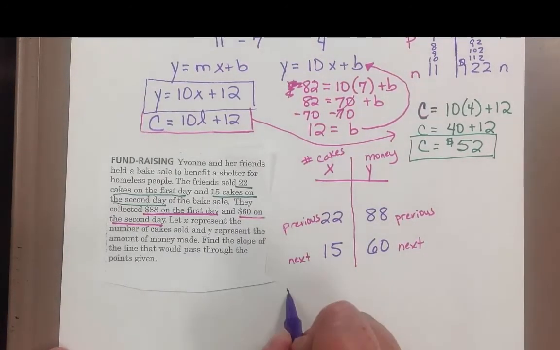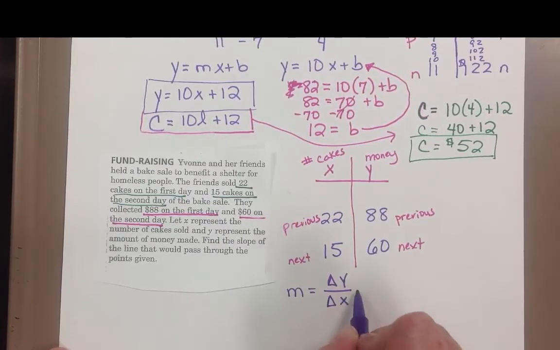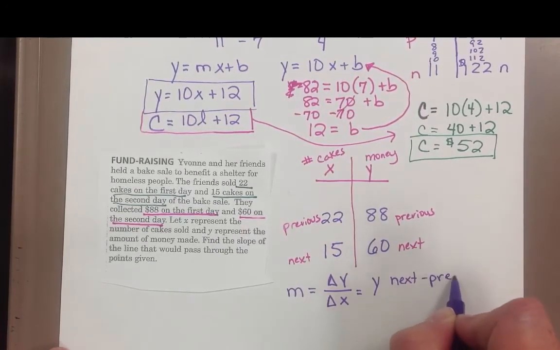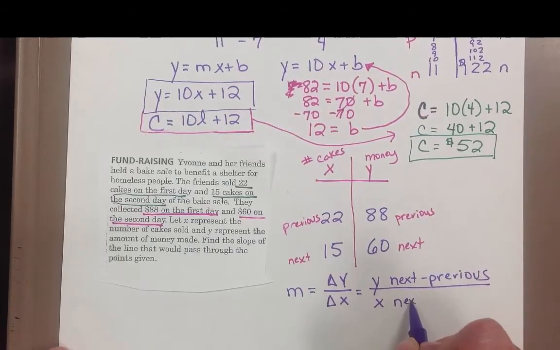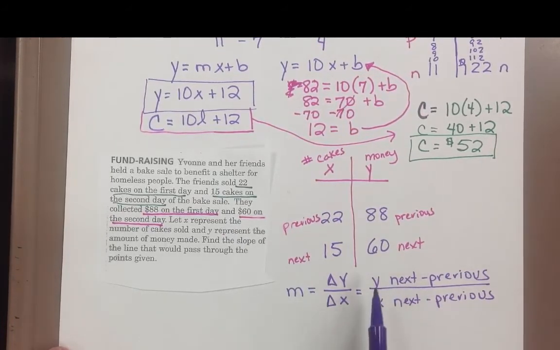So let's just remind ourselves. m equals change in y over change in x, and that could be the y next minus previous over the x values next minus previous. Rise over run. Okay, so that just means I plug them into the right spot. This is my y's, so I'm going to do m equals 60 minus 88 all over 15 minus 22.